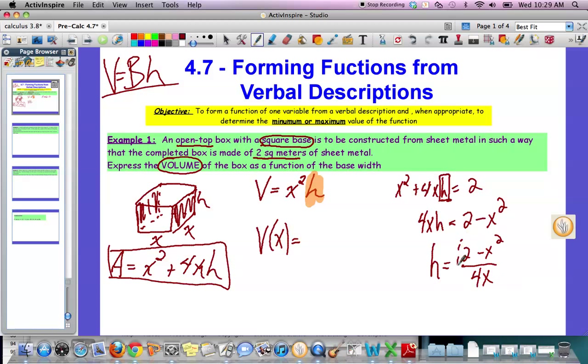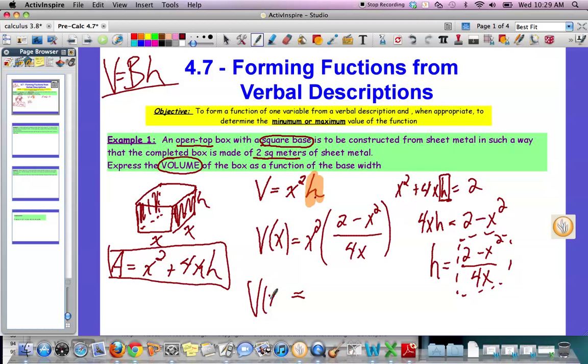I'm going to take this now, right here, and I'm going to replace that h right there. So I'll have x squared, and if I replace that h, I'll have 2 minus x squared in the numerator. In the denominator, I have 4x. We probably should go another step and clean that up a little bit. You've got an x squared in the numerator, you've got a 4x in the denominator. If I clean that up a little bit, I'll have something like this: x times 2 minus x squared, all over 4.